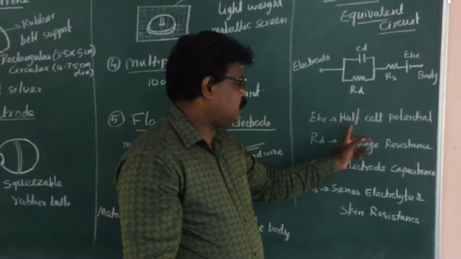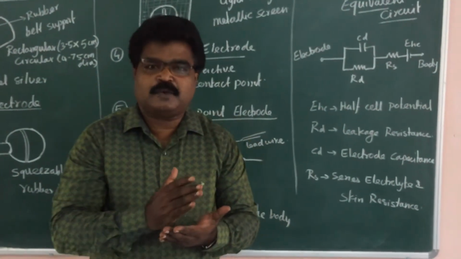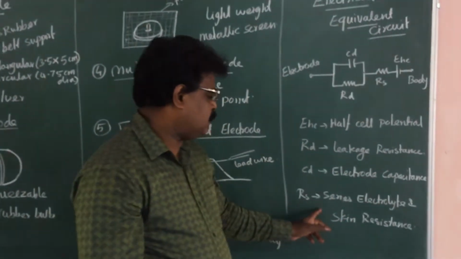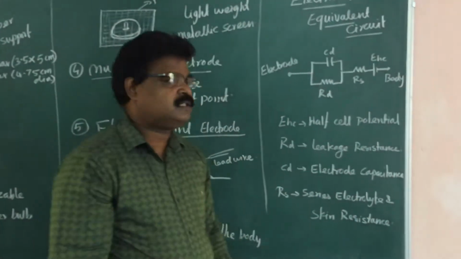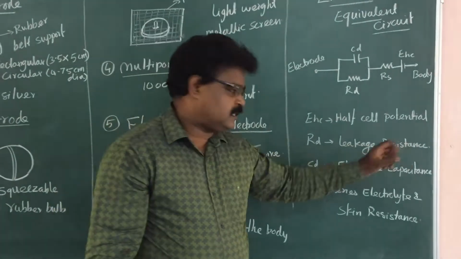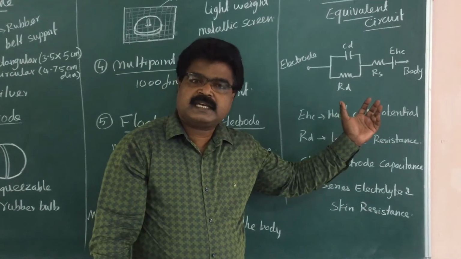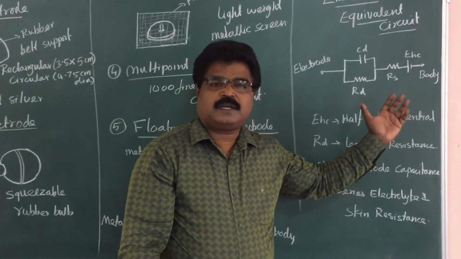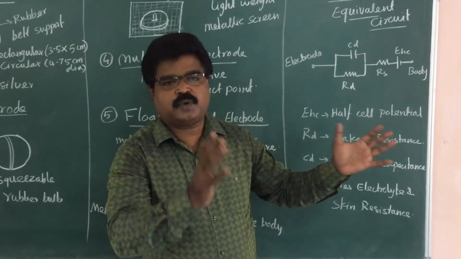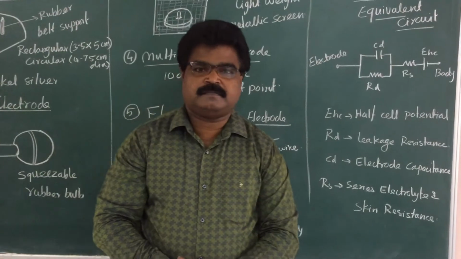Here EHC is called the half cell potential. What is half cell potential? The potential between the electrode and electrolyte is called the half cell potential. RS is the series electrolyte and skin resistance. The capacitor CD and RD are in parallel. RD is the leakage resistance and CD is the electrode capacitance. So this is the electrical equivalent of the surface electrode, electrode paste and body fluid, which can be converted into an electrical equivalent network.